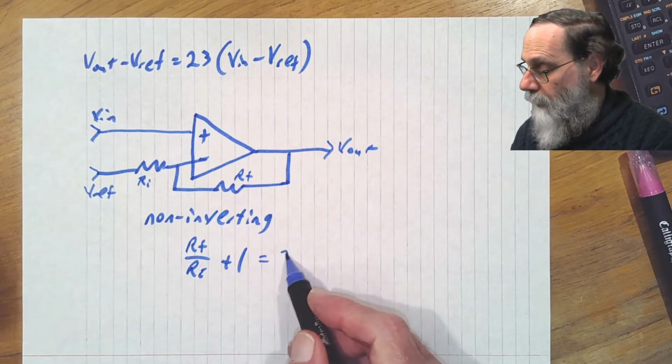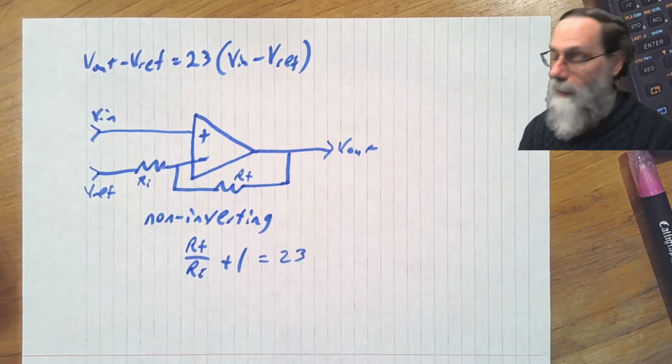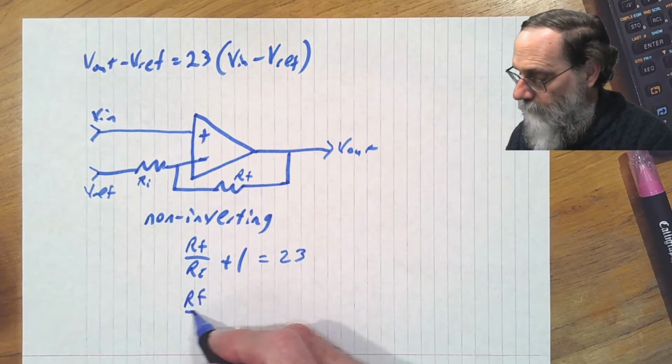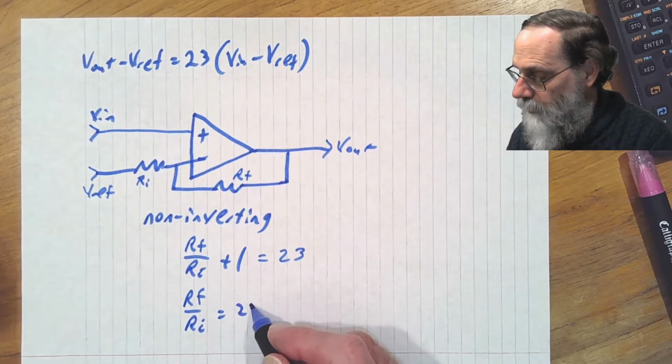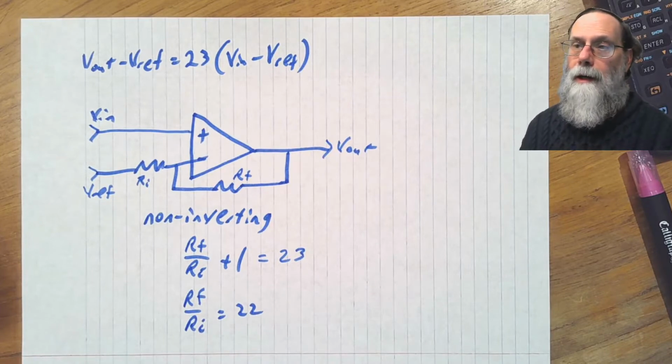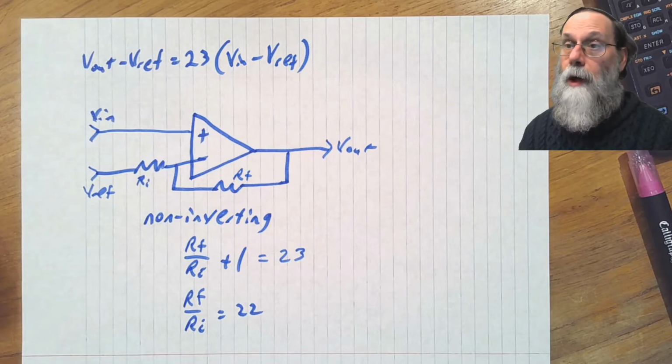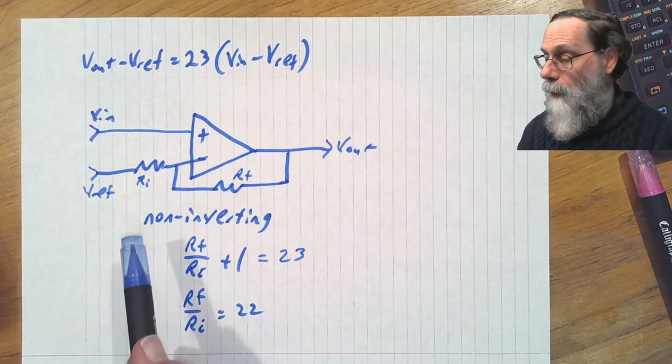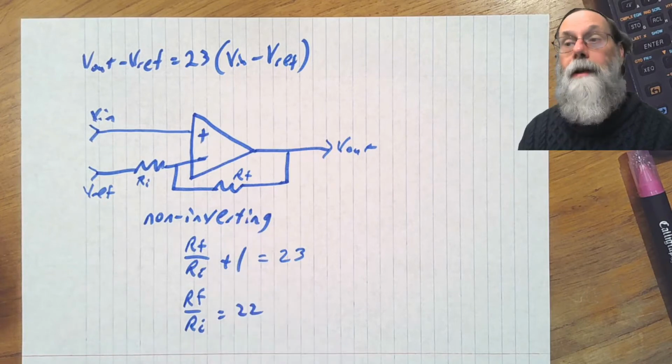We want that to be 23. What does that tell us? Well, Rf over Ri is 22. Now, that doesn't tell us what these two resistors are, but it tells us what the ratio of the two resistors is. And it turns out we can design this amplifier with any pair of resistors that have the appropriate ratio.